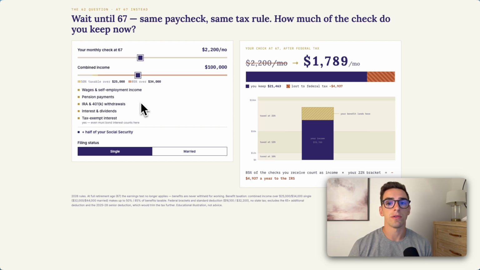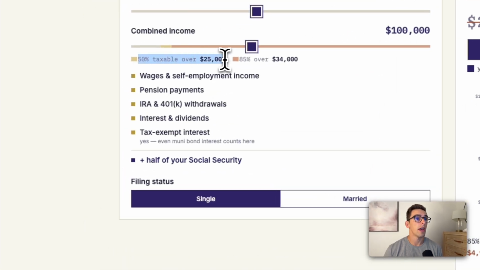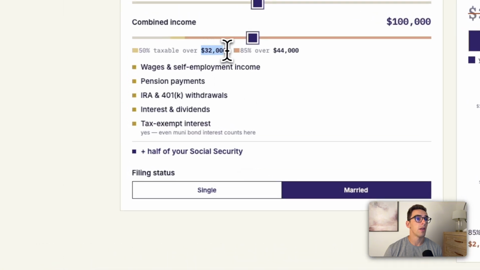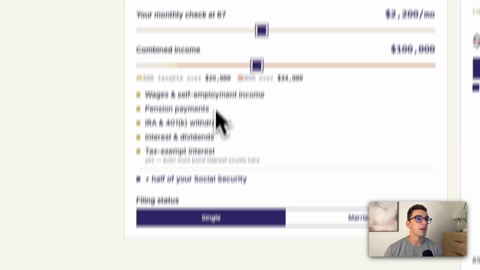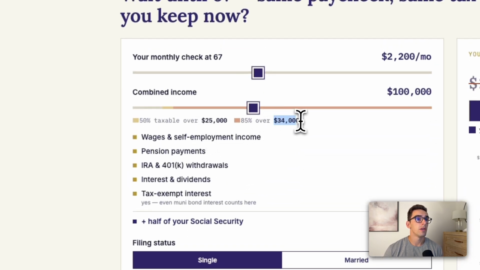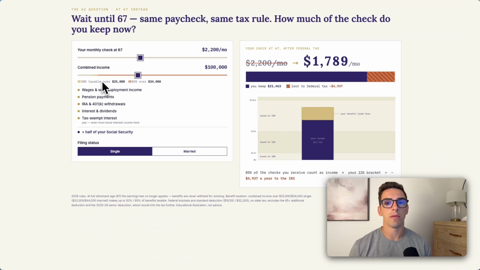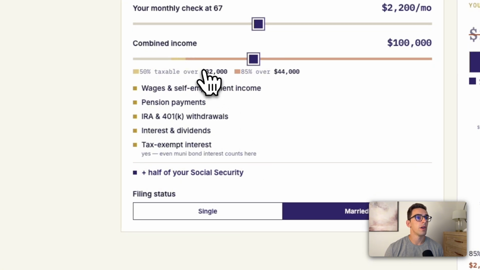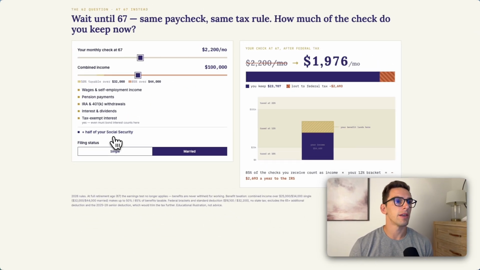So let's understand the thresholds first. The first threshold starts at $25,000 if you're single, and if you're married, it starts at $32,000. And that goes, if you're married, up to 44. If you are single, that 25 threshold goes up to 34. What we're trying to figure out is, based on where your income falls, you're either going to get taxed at 50% of your Social Security check or 85% of your Social Security check. Under 25,000 for single and under 32,000 for married, there's no tax, so you don't have to worry.